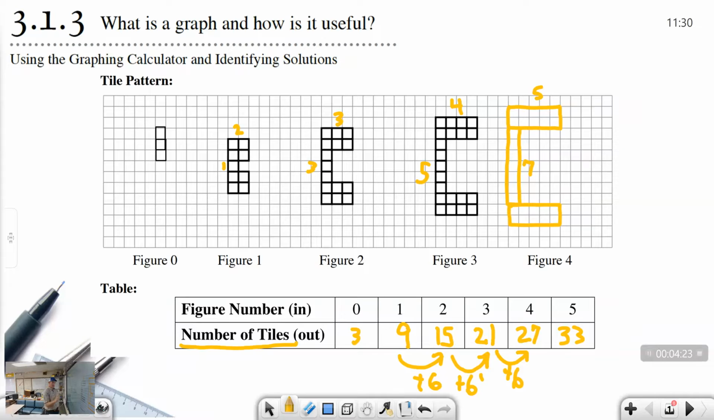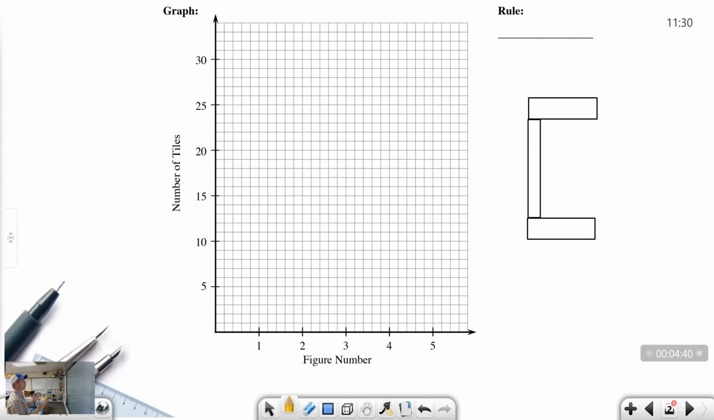In the beginning, remember, tables always begin at 0. And so this rule starts at 3 and grows by 6. So let's go ahead and look at our graph. We have our information from our previous problem, and I want you to notice that we have 0, 3, 1, 9. Go ahead and plot with me.